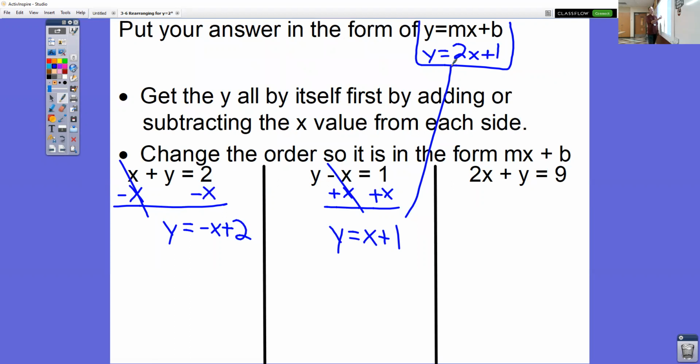2x plus y equals 9. To get the y all by itself, we need to do minus 2x and minus 2x. Those two x's cancel out. Bring down your y, bring down your equal sign.